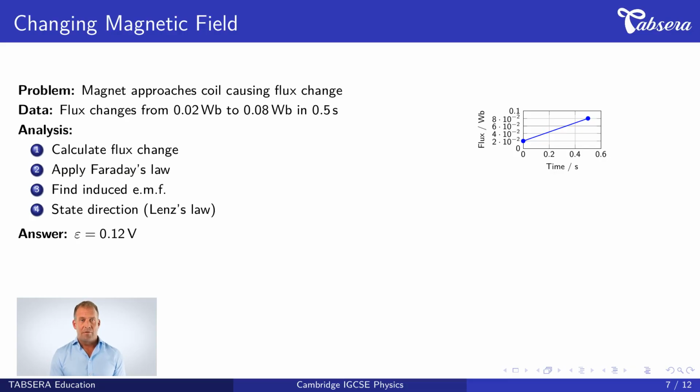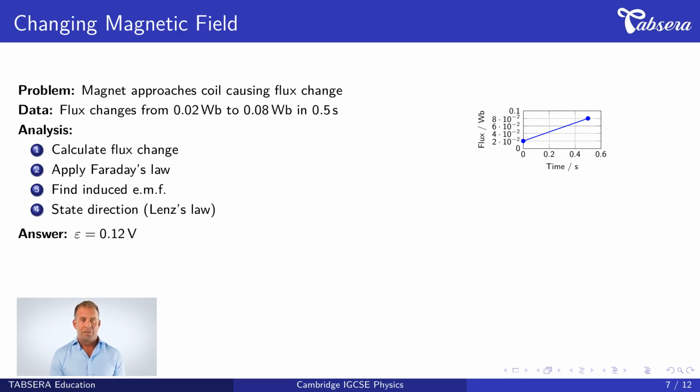Example 2 applies Faraday's law to changing magnetic flux. The problem is, a magnet approaches a coil, causing magnetic flux to change. The data shows flux changes from 0.02 Webers to 0.08 Webers in 0.5 seconds. Now we analyze. First, calculate the flux change. Change in flux equals 0.08 minus 0.02 equals 0.06 Webers.